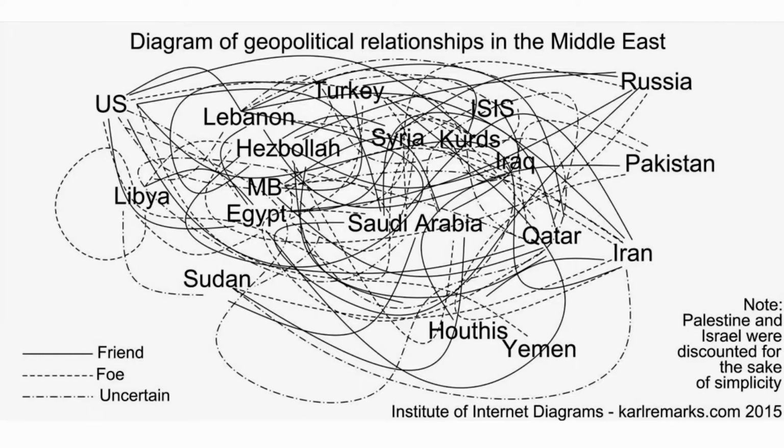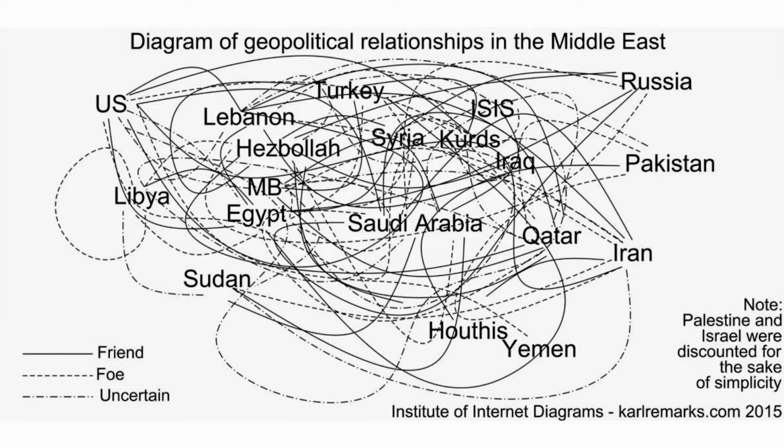Geopolitical relationships in the Middle East, however, and you'll be pleased to see that Palestine and Israel were discounted for the sake of simplicity, present a rather different kind of challenge. This is a representation of a complex set of problems, of a complex system. And the point here is that there isn't any one simple linear chain of cause and effect.